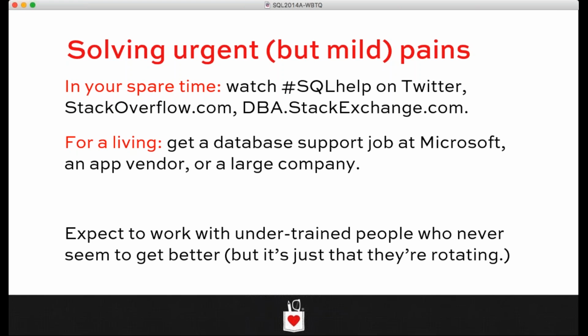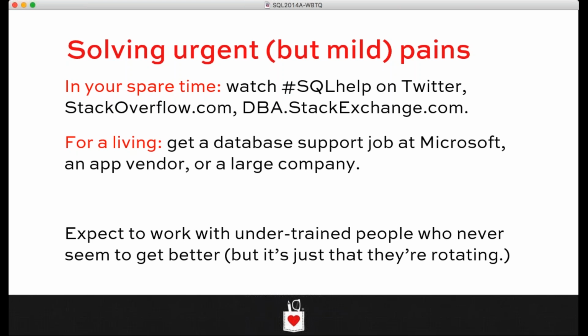You can solve these for a living. That's probably what you're doing if you're watching this session. You are probably an IT professional who has to go solve these pains. People come running into you going, my query is slow, I need to make it go faster. I need to change the way that this application works. You can totally do that for a living, database administration jobs, systems administration jobs. And that work isn't going to go away.